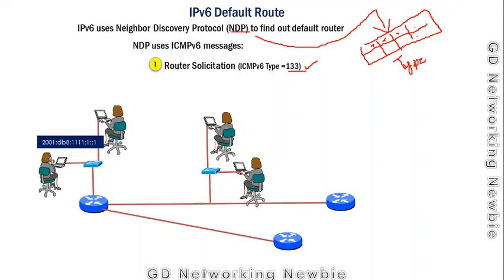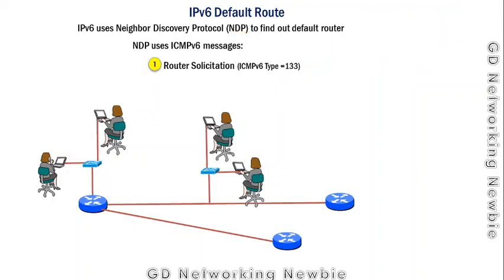The second message is the router advertisement message, for which the ICMPv6 type field will be 134. So by using these two ICMP messages, we can find out the information about the default router in the case of IPv6.